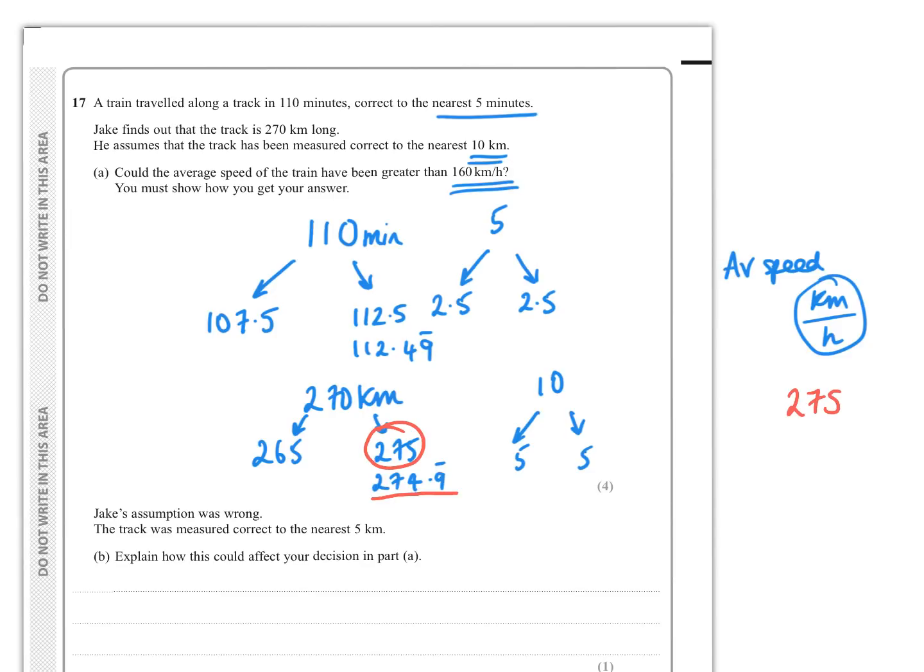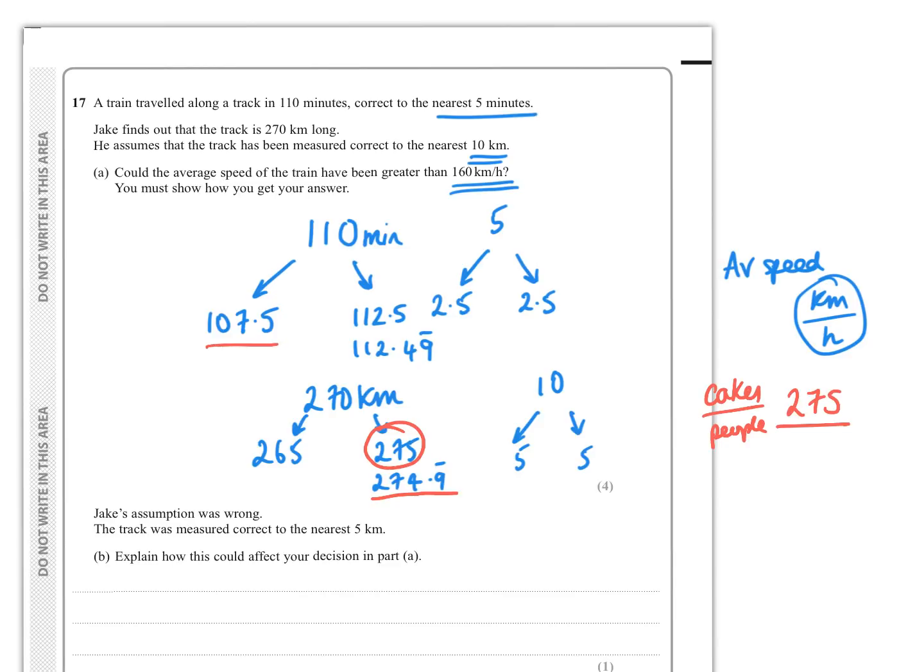And if you want the biggest, so you want the highest number on top and you want the smallest number on the bottom. I always think of it as cakes shared between people. If you want the largest amount of cake, you want the most cake to start with and the fewest amount of people showing up. So we want the lowest denominator. Now that's in hours, so I'm going to have to convert that into hours.